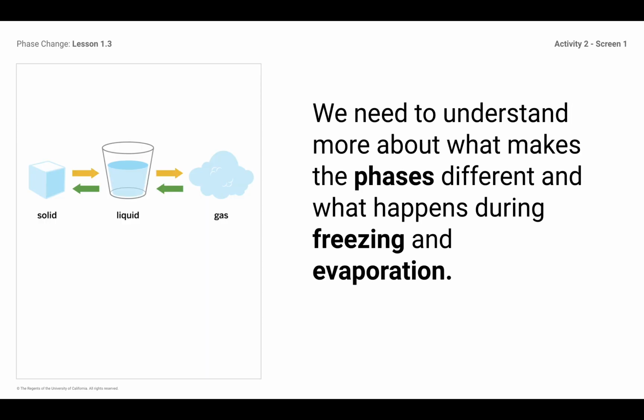We also need to understand more about what makes the phases different and what happens during freezing and evaporation. And when I say what happens, I mean what happens with the molecules. What's going on at the smaller scale that we can't see that is causing a solid to be rigid and hold its shape, a liquid to flow and take the shape of a container, and a gas to fill the container and not be visible or really have a shape.